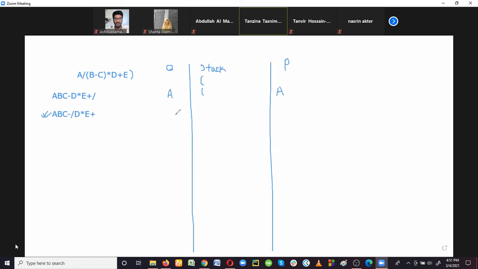Okay, and then we got an operator, so we can store it here in this stack. After that, we got a left parenthesis, just add it to the stack, and then another operand, so just place it after it. Then we got a right parenthesis, which means remove the element from the stack.